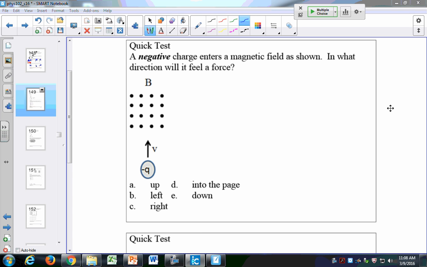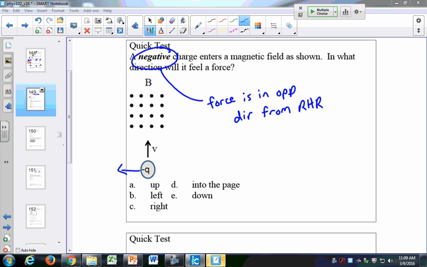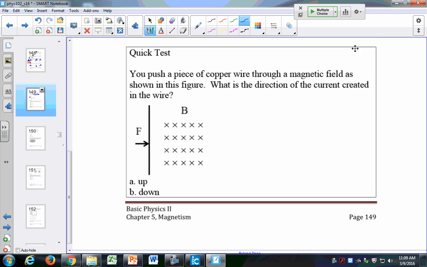but my force would be to the right. My magnetic field is out of the page, but it's a negative particle, so the force is going to be to the left. Because it's a negative particle, the force is the opposite of what you find from what you find with the right-hand rule. Or you can use your left hand if you want to do that, but it's easier just to change the direction.